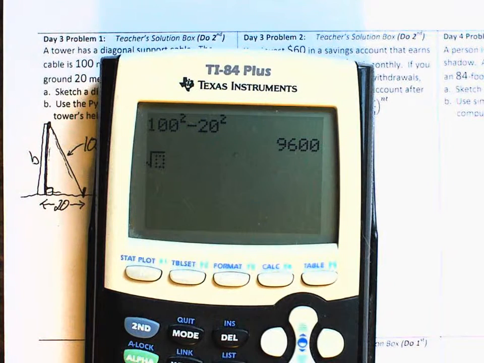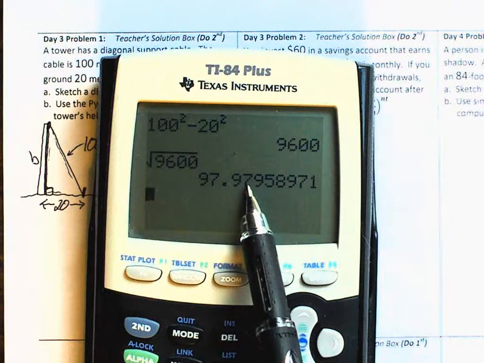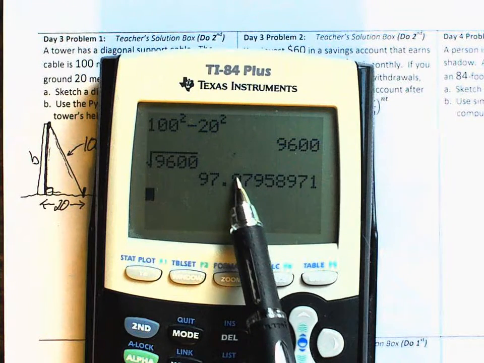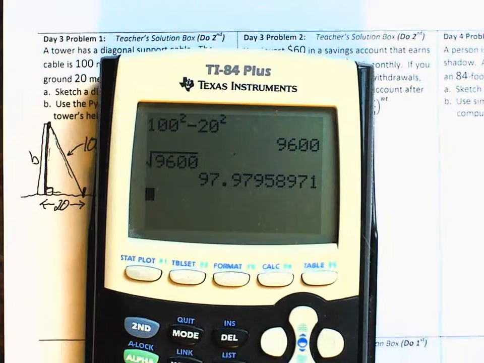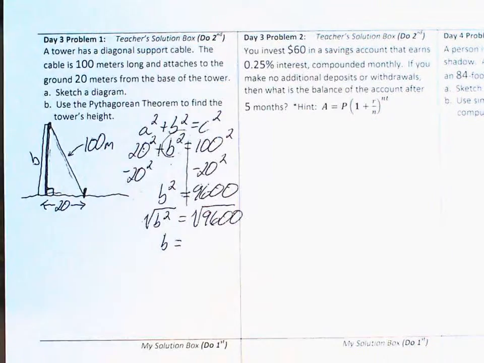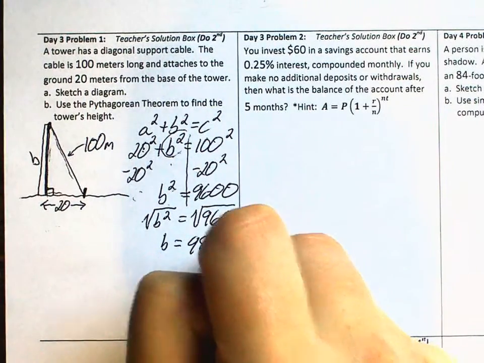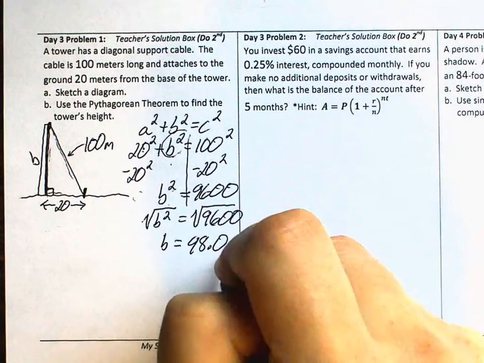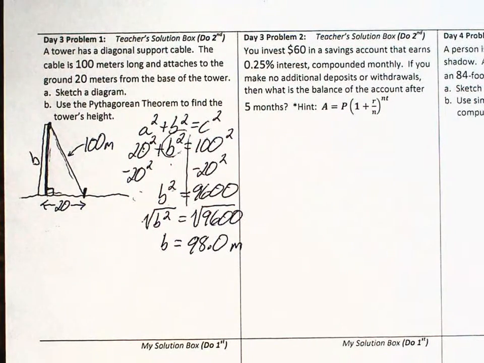Square root, 9600, enter. 97.9, but this next digit is 5 or higher, which is going to cause this to round up, which means let's round this to 98.0. And this one is measured in meters. And so the height of this tower is 98 meters.